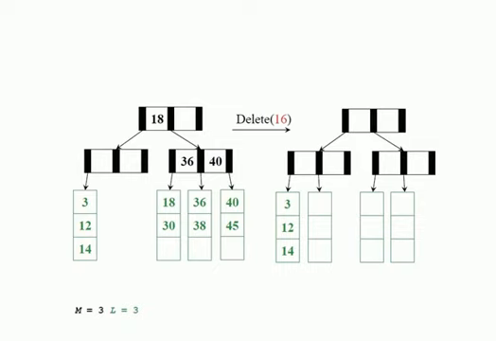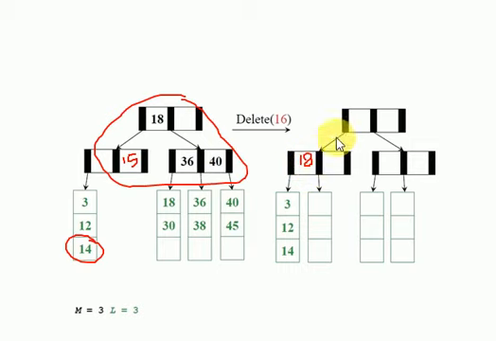So after deleting the 16, this 14 is joining here. Now the problem is that we are combining 18, 36 and 40 at the same level. So here we are just deleting the 15 from the B tree. So what we'll do now, this 18, 36 and 40 need to be joined. So ideally this 18 will come here, 36 will shift up, and 40 will come here.